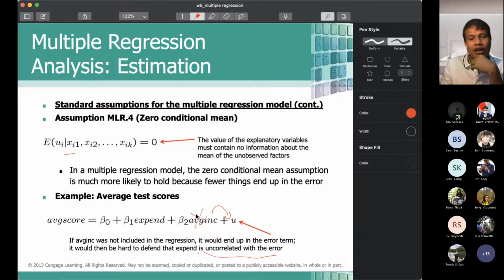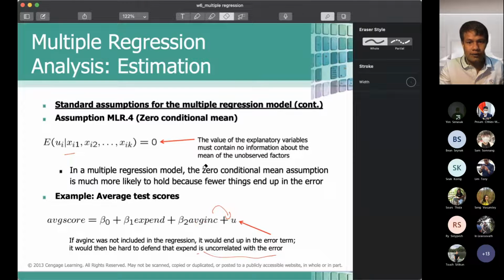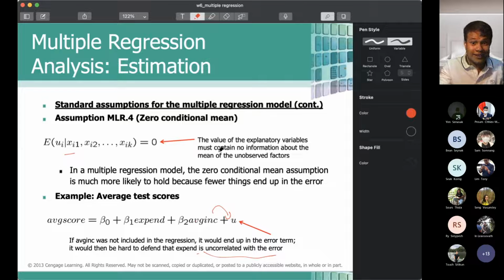But now, since you already include average income in the model, you might say that now zero conditional mean is met. All right? That's what we mean by zero conditional mean. Any questions, everyone?